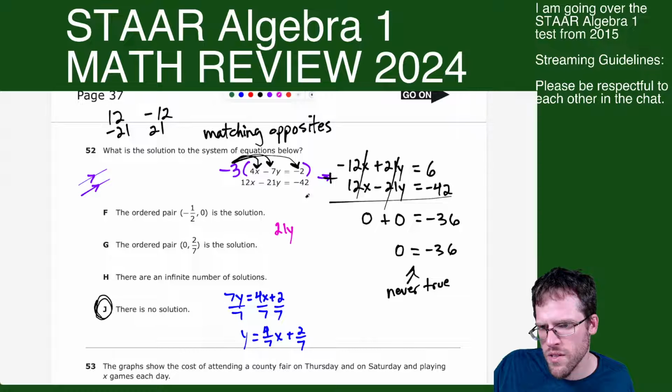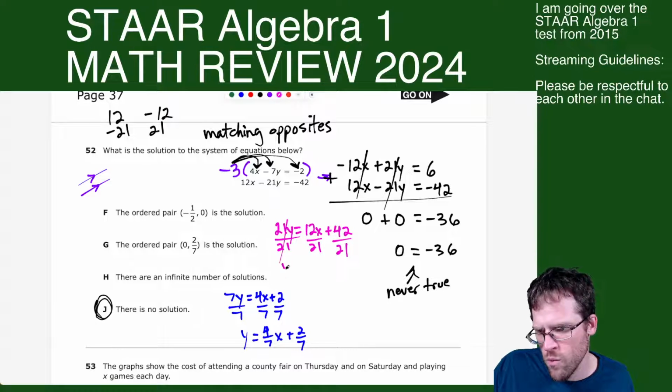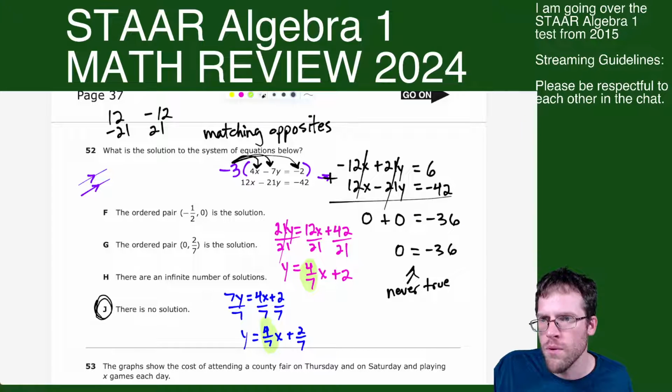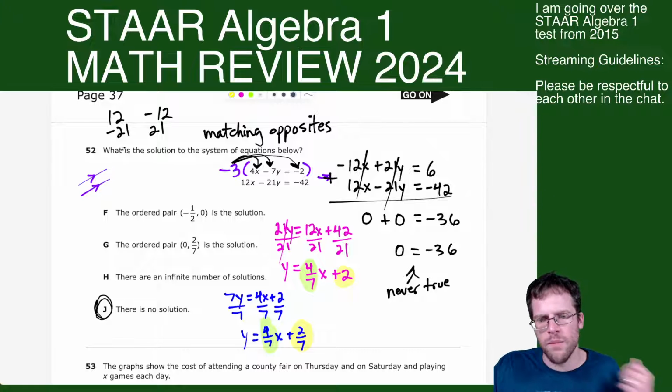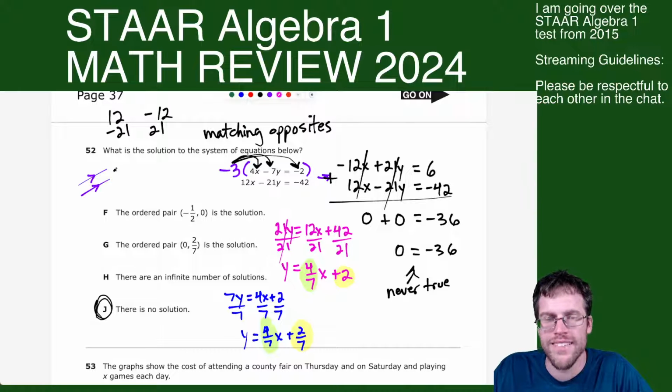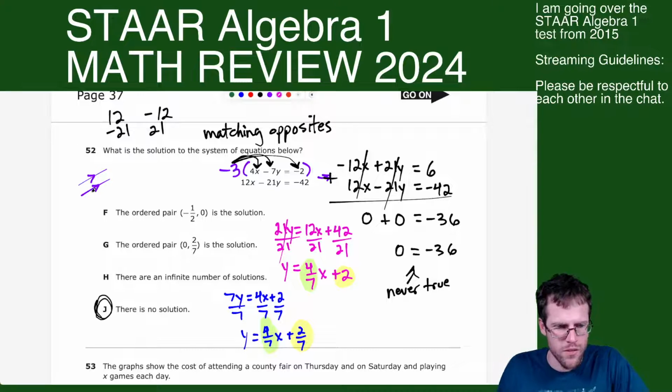Then if I solve the second equation for y, I would add 21y to both sides, and that would be equal to 12x plus 42. Dividing everything by 21 gives me y equals, if I divide the top and bottom by 3, 4/7 x, and then plus 2. So notice two things happen here. I have the same slope, but my y-intercepts are different. When you have the same slope but different y-intercepts, you have parallel lines. Parallel lines never intersect, so they have no solution. The point where the lines of a system cross is the solution.